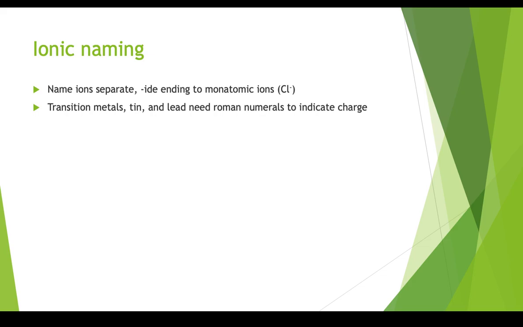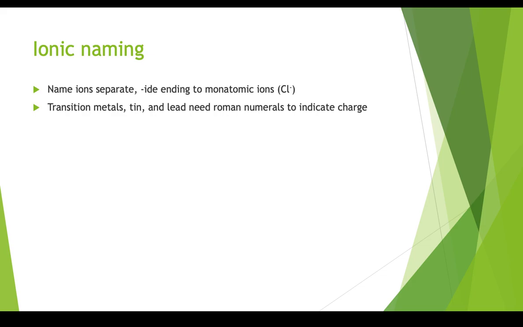So starting off with ionic naming, right? For all ionic naming, our names are always going to be the ions named separately. So you have your cation, or your positively charged ion, named first, and then your anion second. Your anion, if it is a monatomic ion, basically just an individual ion like chlorine being Cl minus, is going to get an "-ide" ending, whereas for the cation, nothing changes.